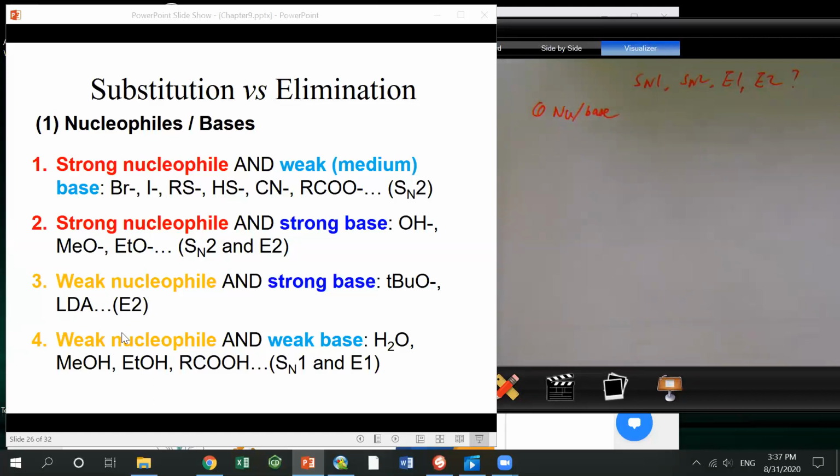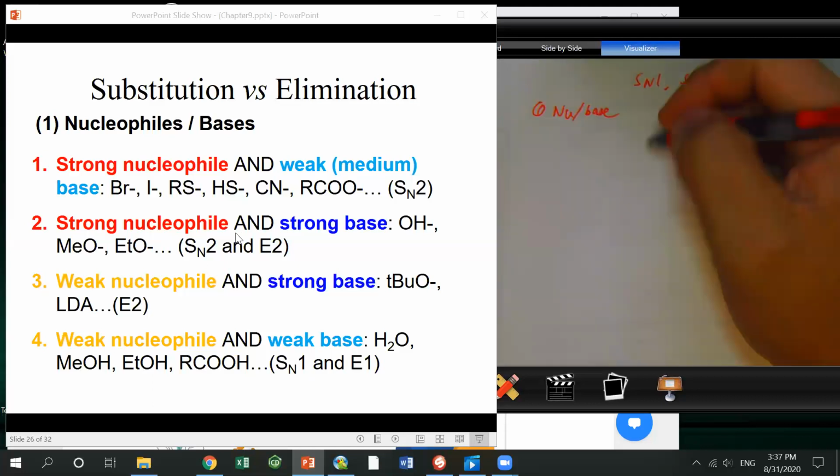And if it's a weak nucleophile and a weak base, normally just some solvent, so water, alcohol, and also acetic acid, then only SN1 and also E1 reactions. So you don't need to recall these species, just follow my instruction. I will give a little table summary of all these bases and nucleophiles. So that's what you have to keep in mind.